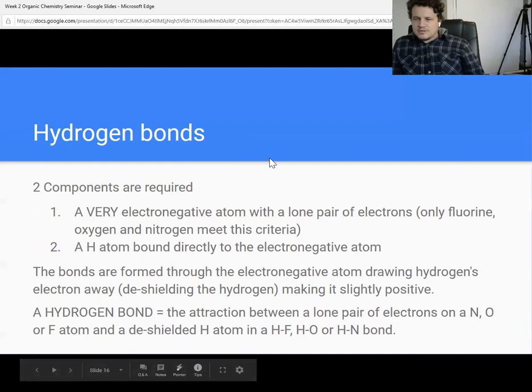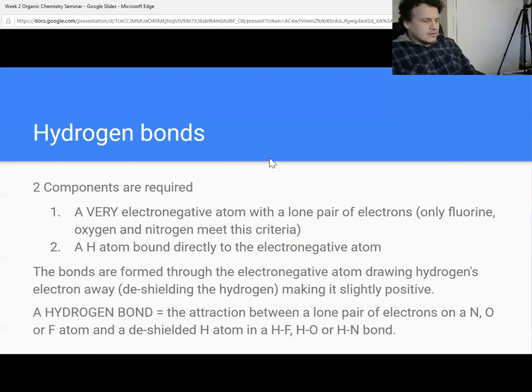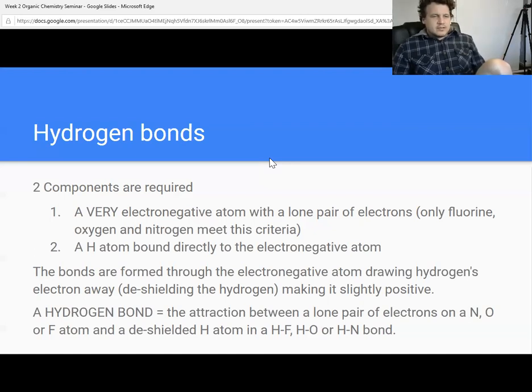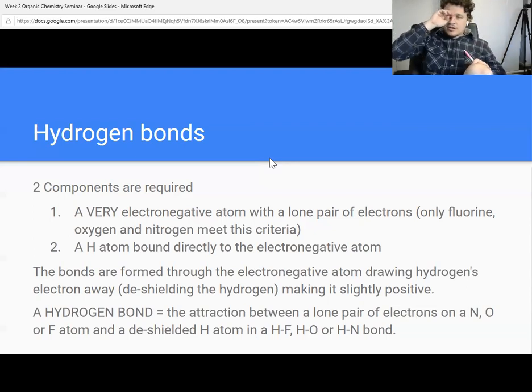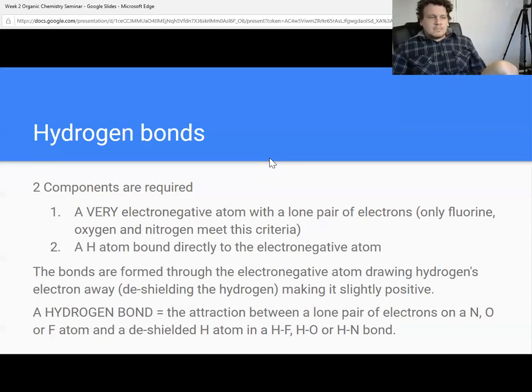So hydrogen bonds are the big one of the three. If there's a lone pair of electrons and a hydrogen atom bound directly to the electronegative atom, then you can get a hydrogen bond. Fluorine, oxygen, and nitrogen are the only three that can produce hydrogen bonds, again, for the scope of this course.